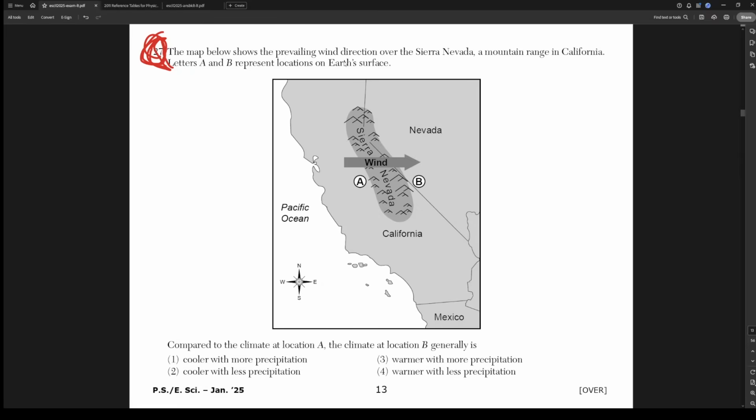The map below represents prevailing wind direction over the Sierra Nevada mountains. We've got A and B locations. Great. Compared to the climate at A, climate at B generally is what?